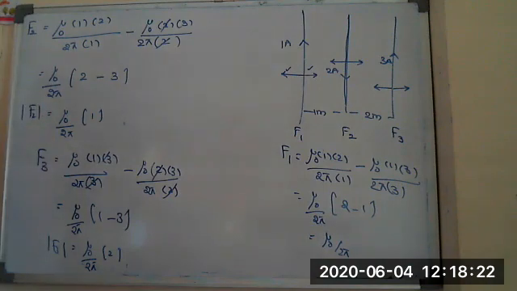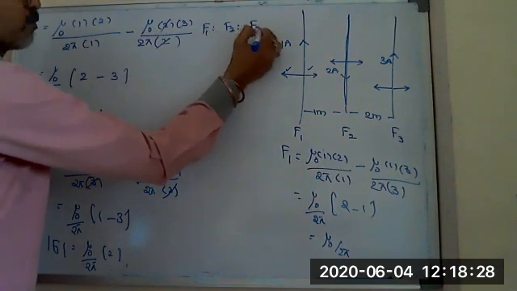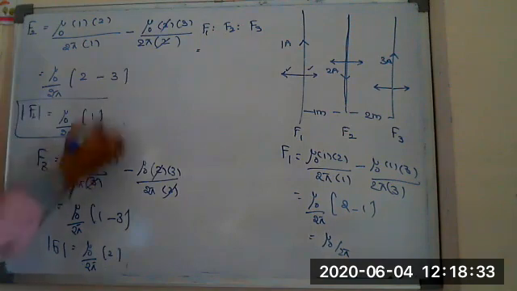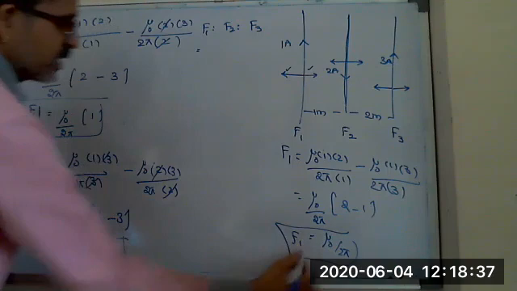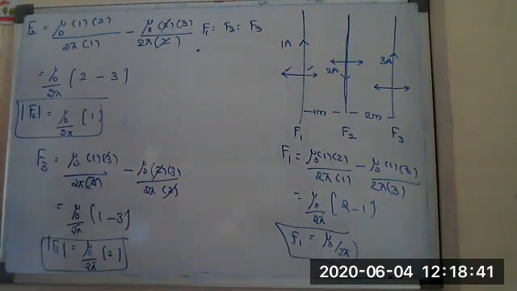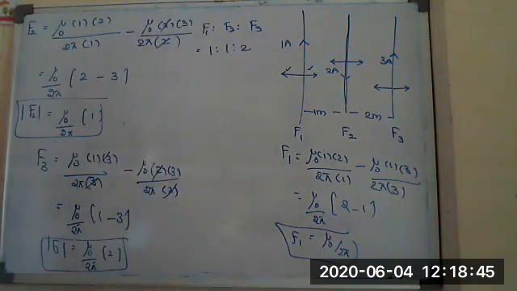So finally you can say the answer. What will be the ratio of F1 is to F2 is to F3? In all, mu naught by 2 pi is common. If you cancel it, you will get 1 is to 1 is to 2. So the answer will be 1 is to 1 is to 2. That type of model they may ask.